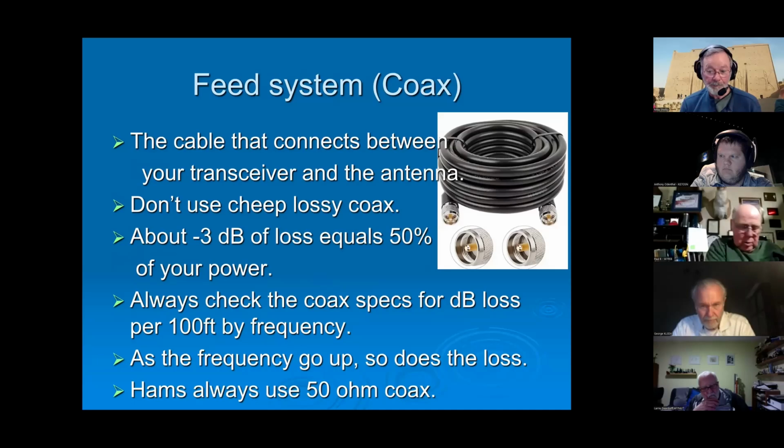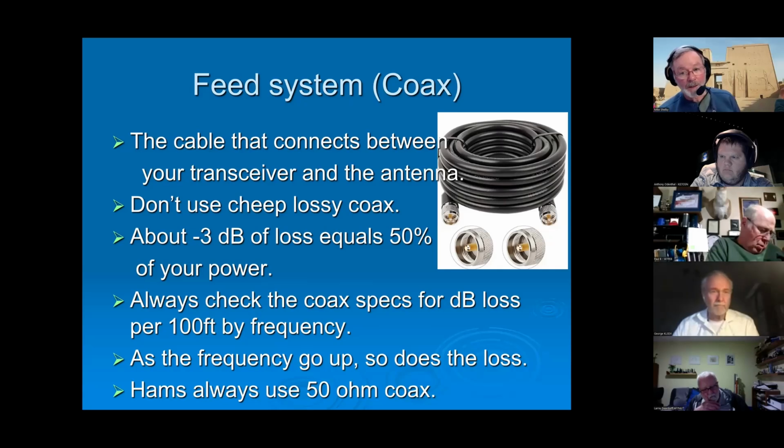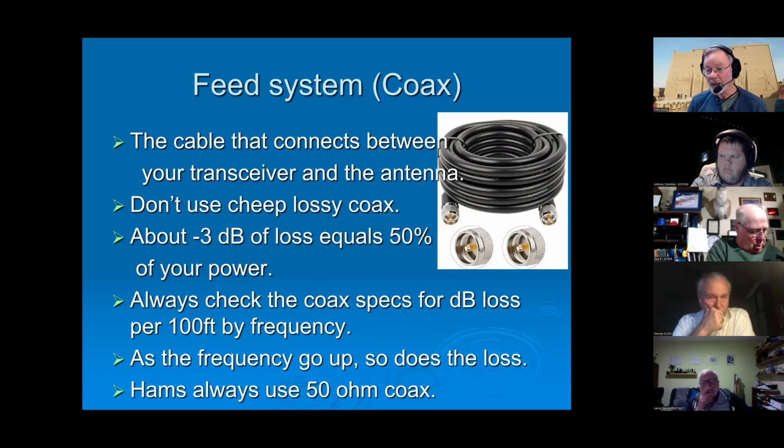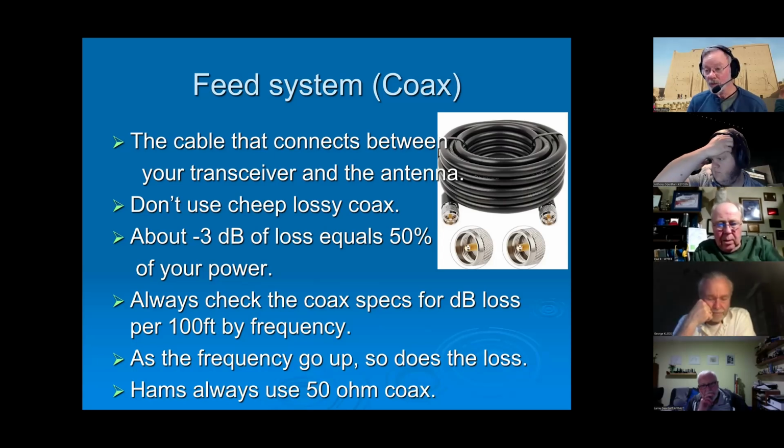So let's hit on coax a little bit. Feed line. That's the cable that connects between your transceiver and your antenna. That's the guy that moves the RF signal back and forth between your antenna and your transceiver. So my best advice here is don't use cheap, lousy coax. When you really cheap out and use really cheap coax, you're throwing away a lot of valuable signal, and it just doesn't pay. You need to throw a few extra dollars at it and get some good quality coax so you don't end up with a bunch of losses.